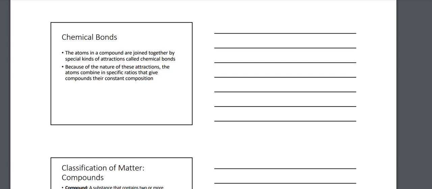Because of the nature of these attractions, the atoms combine in a specific ratio that gives the compound its constant composition. What does this mean? Constant composition means that something like H2O will always exist as H2O because of the chemical characteristics of oxygen and hydrogen. It always exists in water as H2O, so it has a constant composition that never changes.